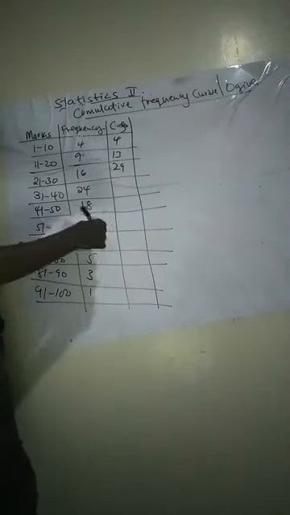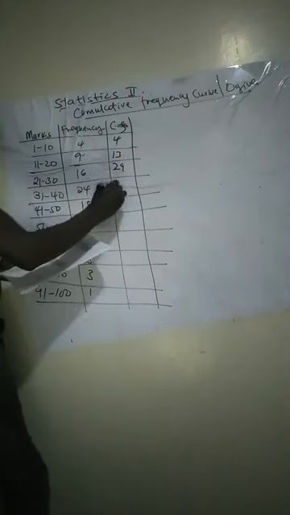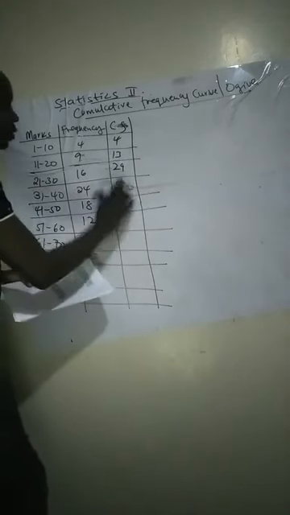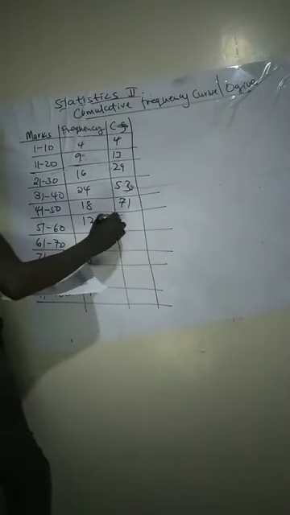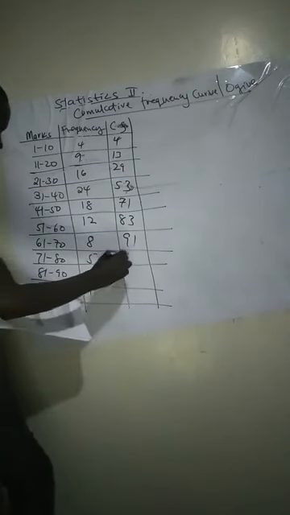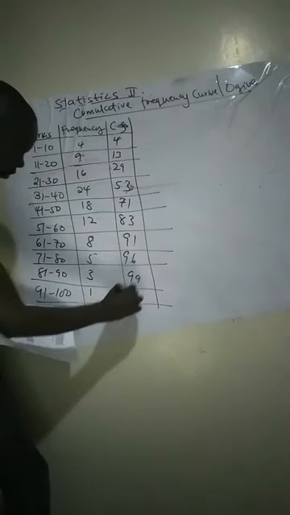we have 4 plus 9, 13. We have 13 plus 16, 29. 29 plus 24, that is 53. 53 plus 18, that should give us 71. 71 plus 12, 83. 83, 91, 96, 99, and 100.